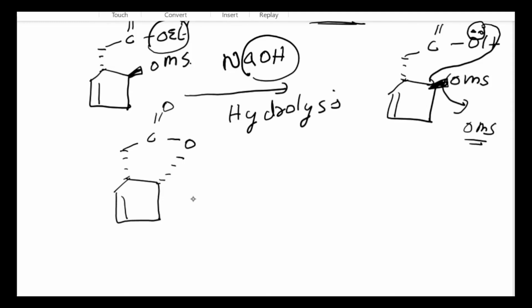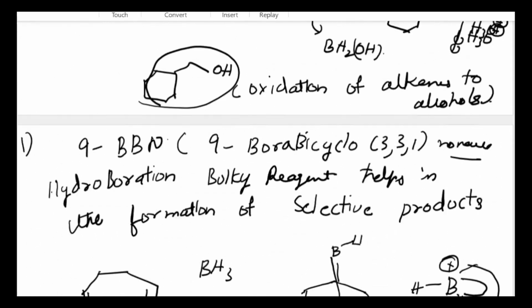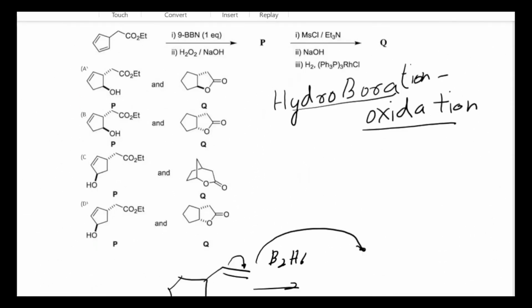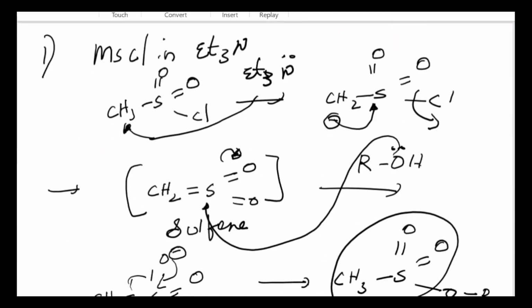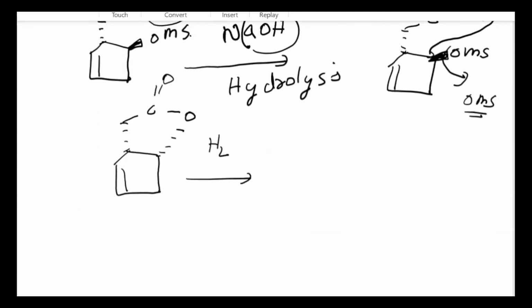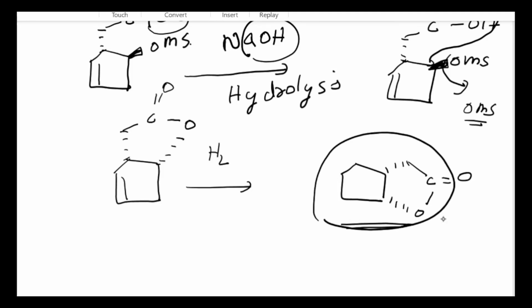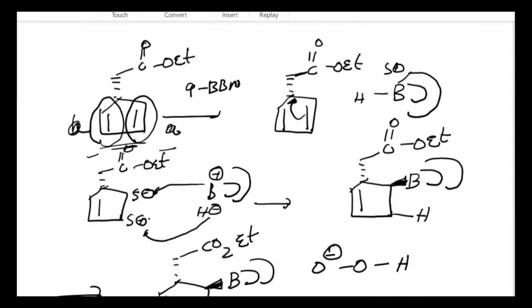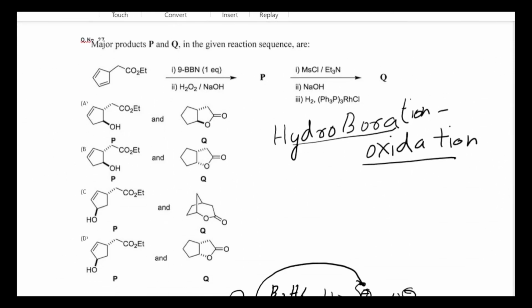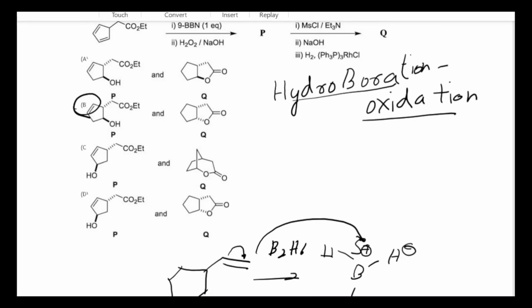Is this clear? After that, what they did was hydrogenation, simple hydrogen in the presence of rhodium. So the double bond will reduce, resulting in the formation of this. So this is our product Q. So the second one, B, is our correct answer.